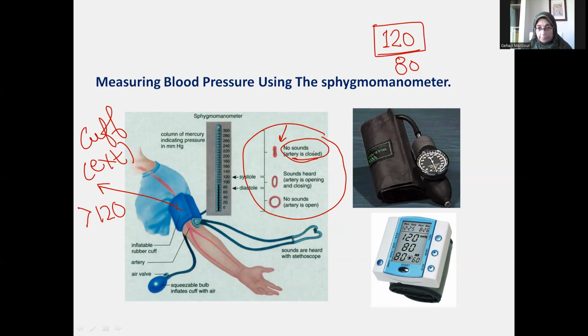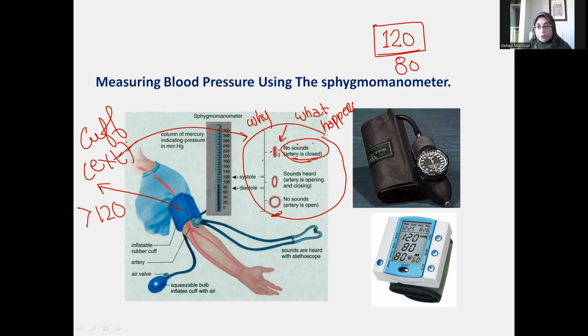So what is written to the right is what happens. What is written to the left is why, the justification. So if it is above 120, what am I talking about? I am talking about the pressure in the cuff. If it is over 120, then I hear no sound. Why? Because the artery is closed.